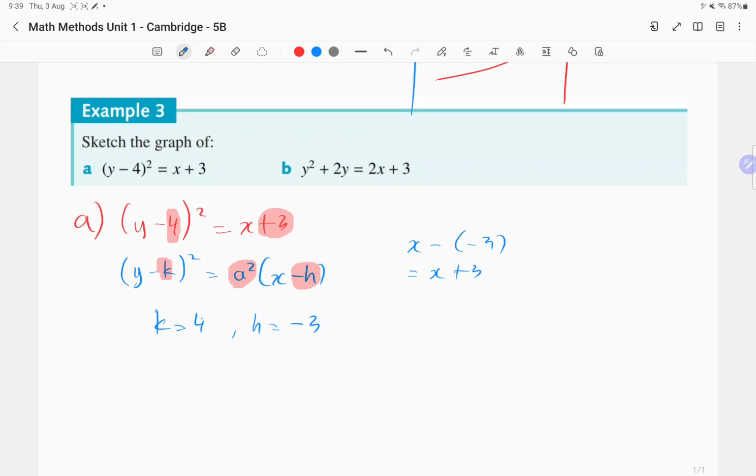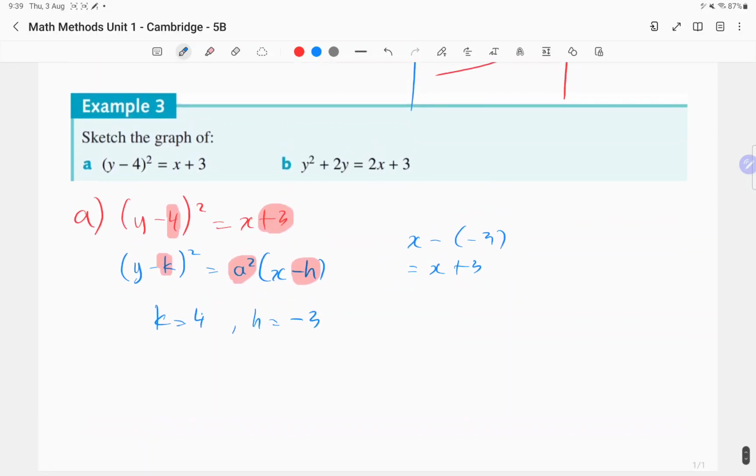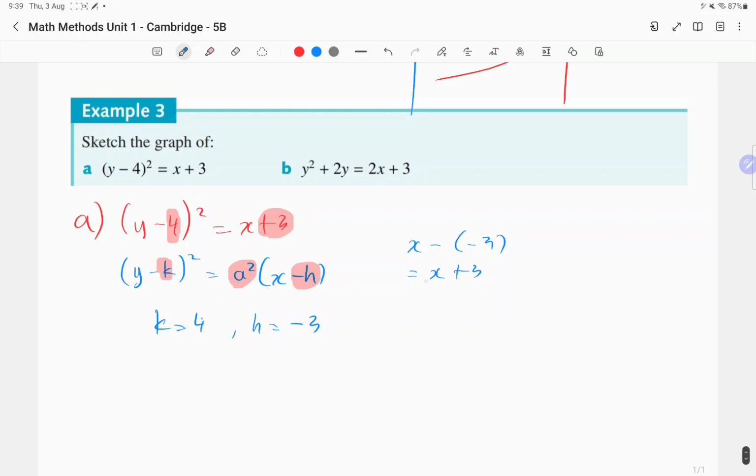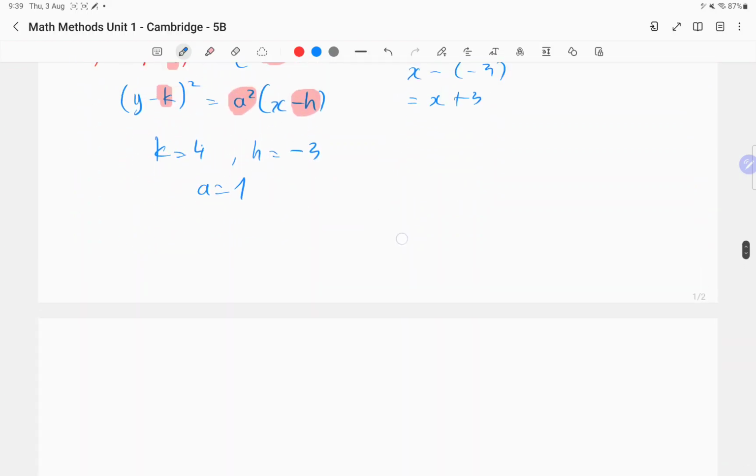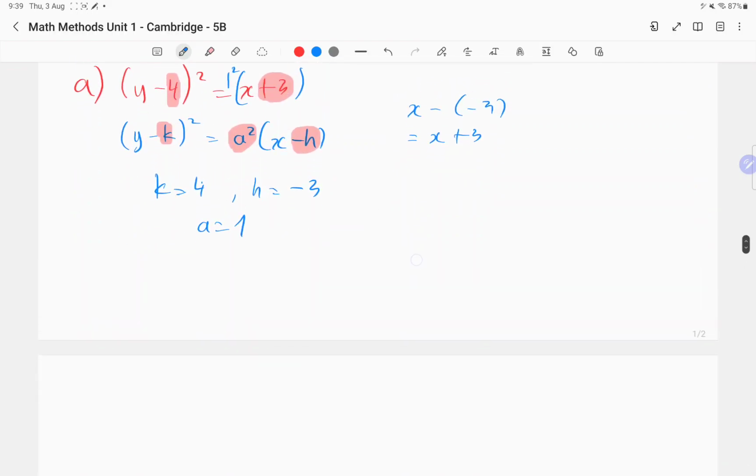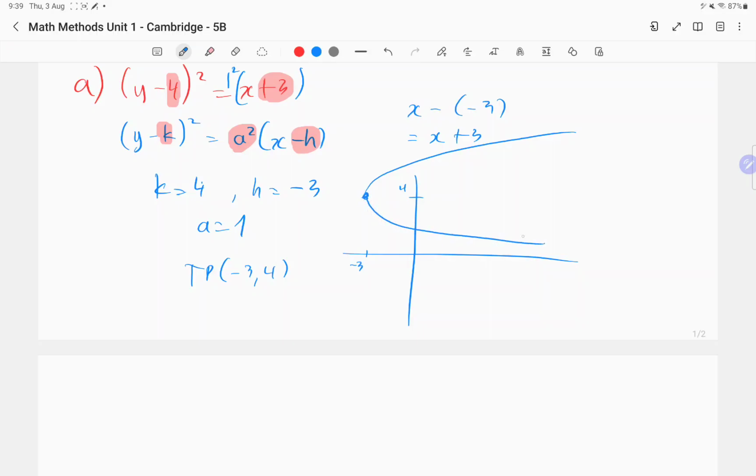So the h value is negative 3, and the a value is positive, so a equals just 1, because that would be brackets times 1 squared. It's a positive coefficient of x, which means it will look in this shape here, and the turning point is (negative 3, 4), that is (h, k). So x is negative 3 is here, y is 4, which will be roughly around here, and that will be there. It's going to the right hand side here.